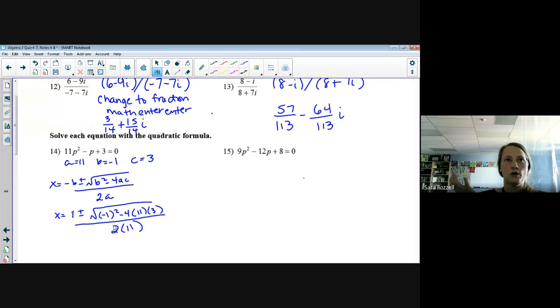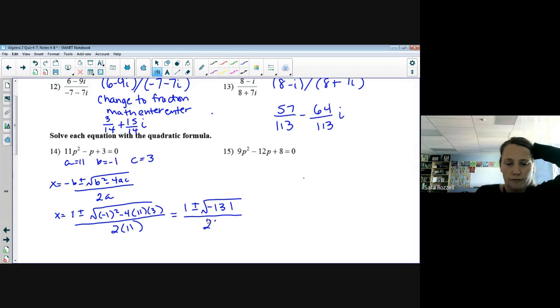And once you get to this point in your quadratic formula, you evaluate the stuff under the square root. Has anyone evaluated that in your calculator yet? Were you waiting for me to do it? Some of y'all are like, yeah, I'm waiting for you. Which is -131. So 1 plus or minus the square root of -131 over 22.